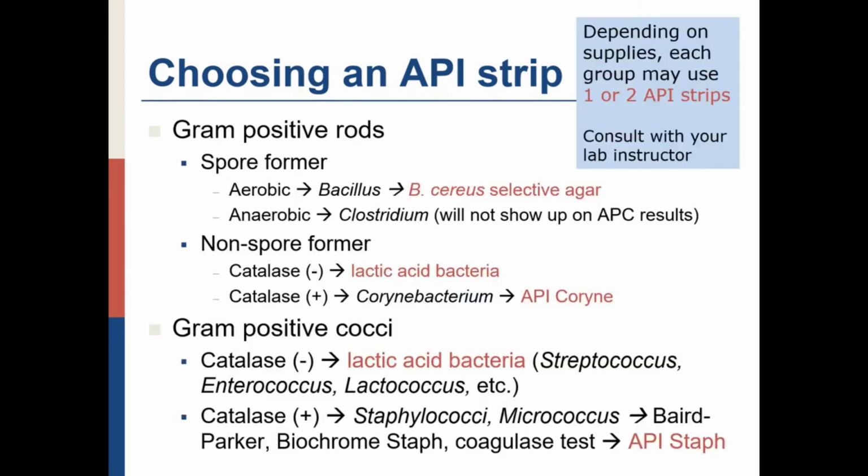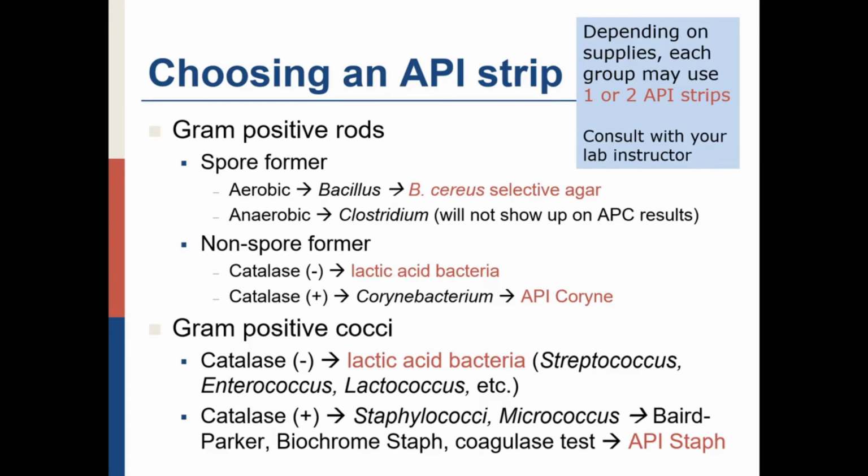Okay, so spore formers: if it's aerobic, then it's Bacillus, and you're going to want to use the B series selective agar to differentiate at that point. And if it's anaerobic, then it'll be Clostridium, but it will not show up on APC results.